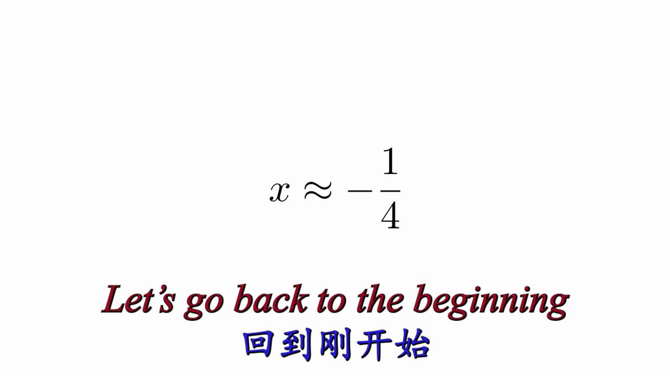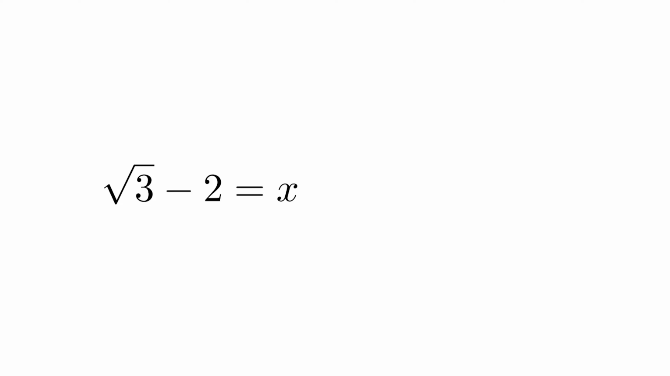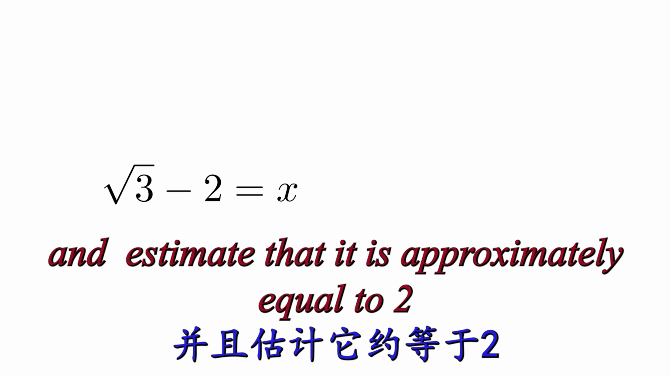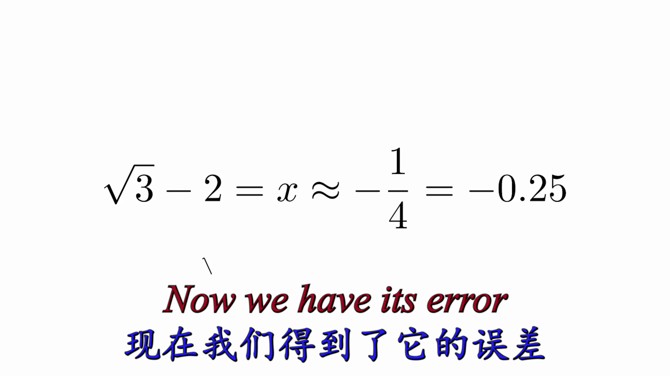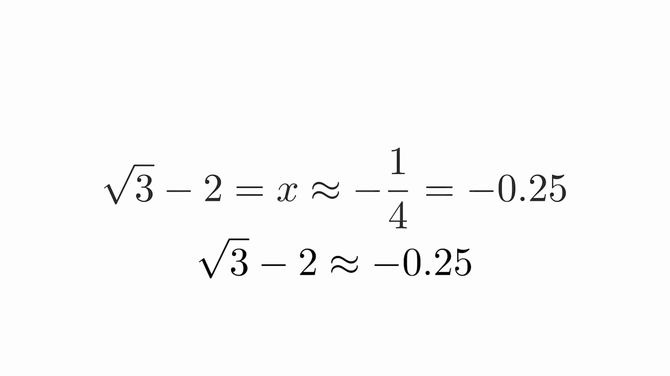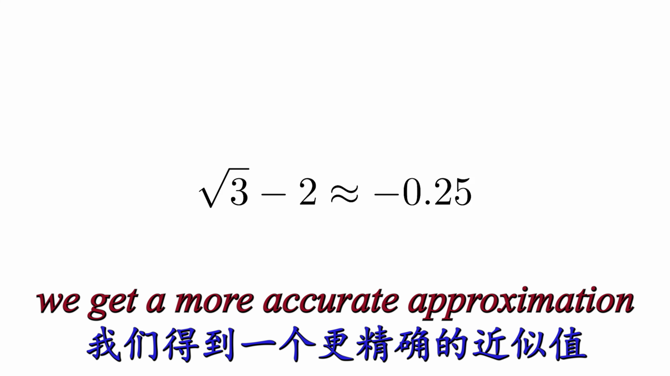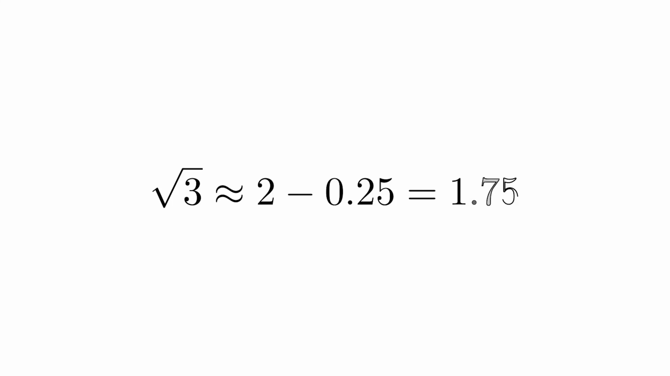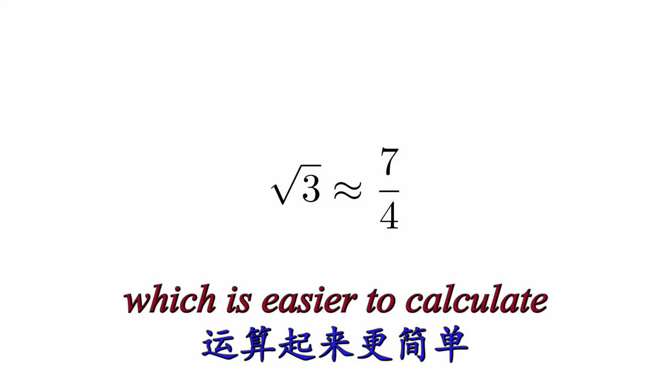Let's go back to the beginning. We want to calculate the square root of 3 and estimate that it is approximately equal to 2. Now we have its error. Using this error, we get a more accurate approximation. I prefer the fraction form, which is easier to calculate.